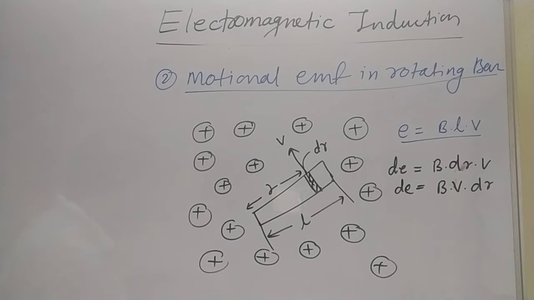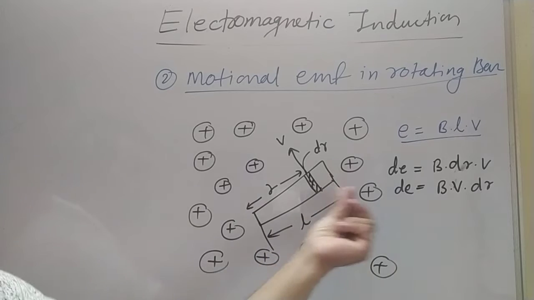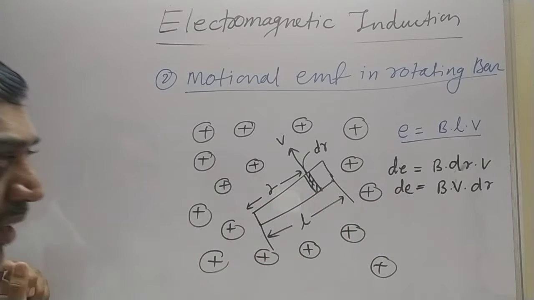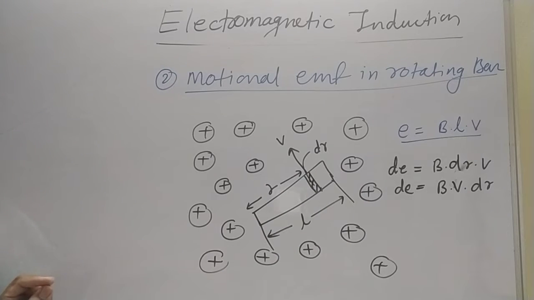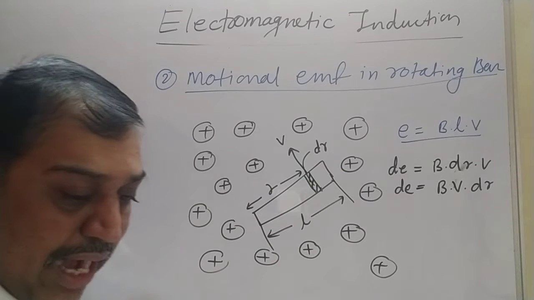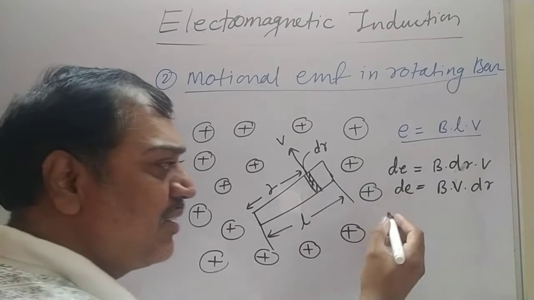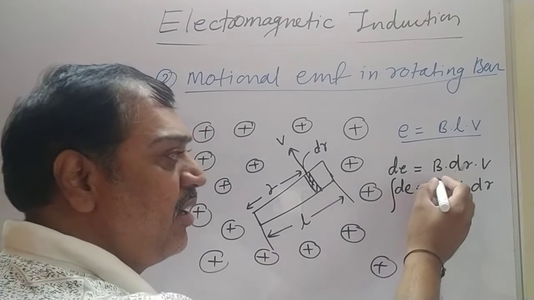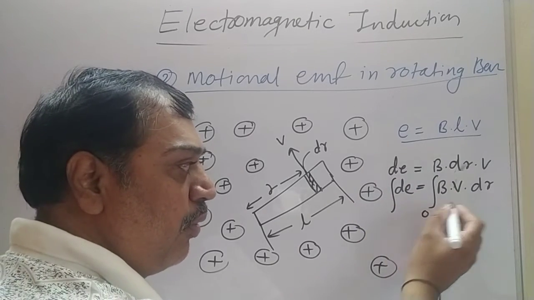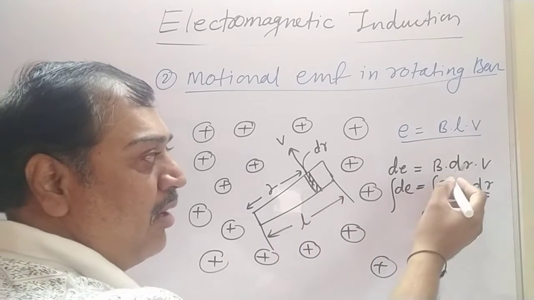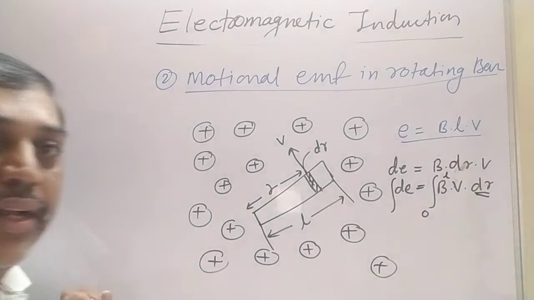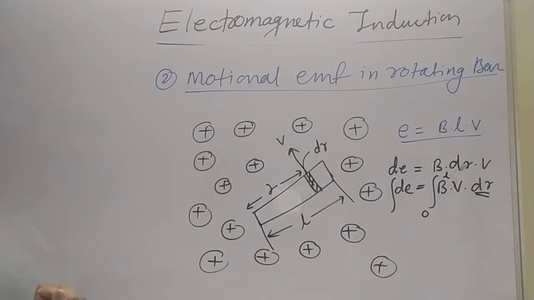Now suppose I want to find the total EMF induced in this coil. This is dE for a small element, and if we add these elements from this end to this end, that gives the total EMF induced. That can be found by integrating dE, with dr changing from 0 to a maximum of L. So 0 to L gives the total EMF induced in the coil.